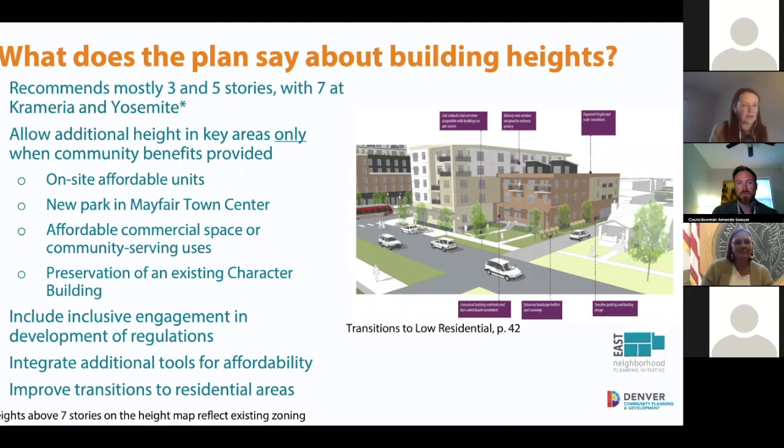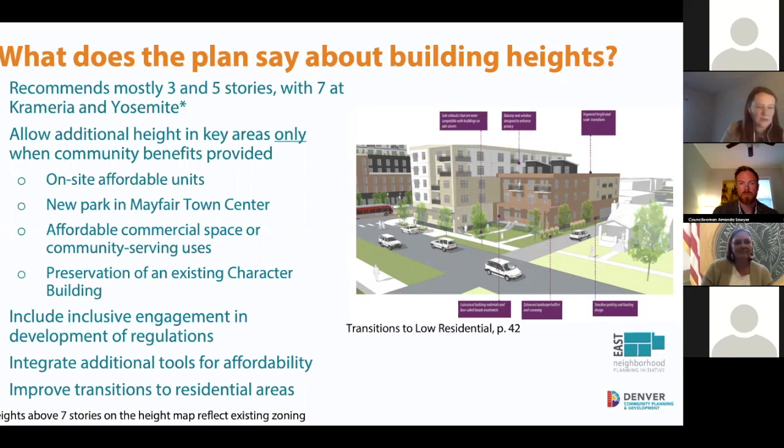The plan, and this has evolved over time, is specific about community benefits that would have to be provided if height is increased above existing zoning. This includes on-site affordable units, a new park in the Mayfair Town Center area, affordable commercial space or community serving uses, and to help preserve what we call character buildings, some of our older, more historic buildings along Colfax.